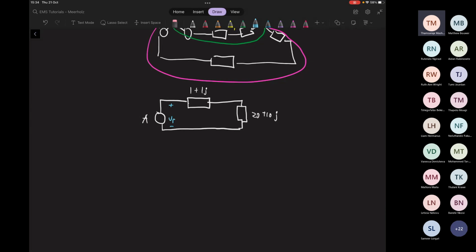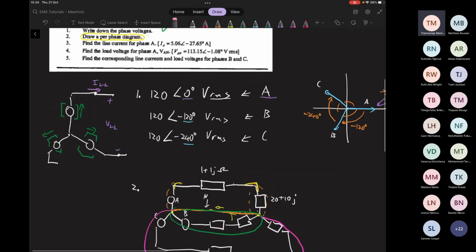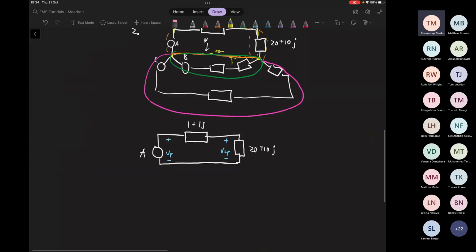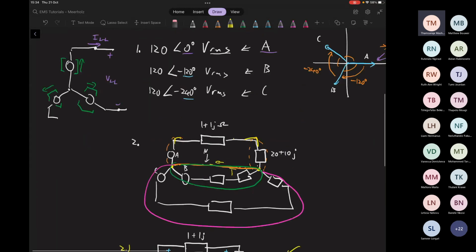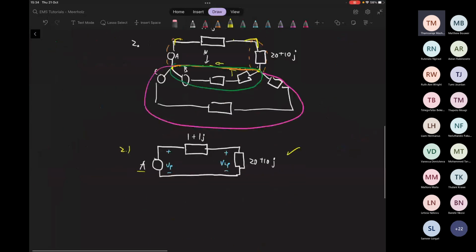So this is your phase, and this is your load. I'll just call it LP to not be confused with line to line. So LP is for the load per phase. From here, this is our per phase diagram. Okay, so we've done that. We've drawn our per phase diagram like this. So that was 2. It says find the line currents for phase A. Okay, so we've called it phase A, and we're going to find the current.